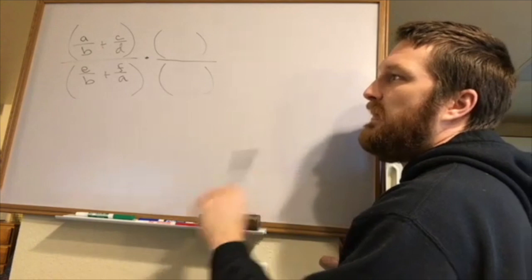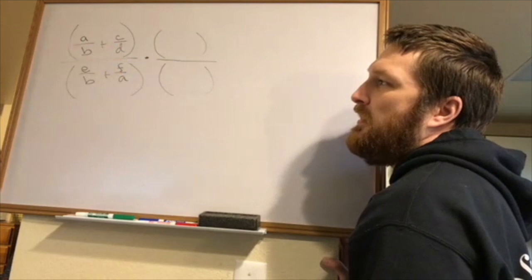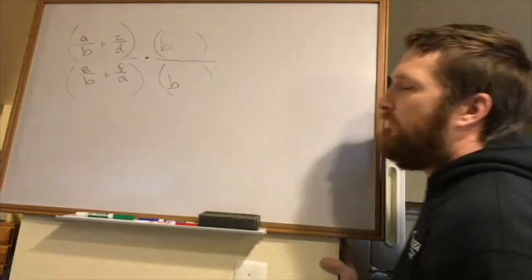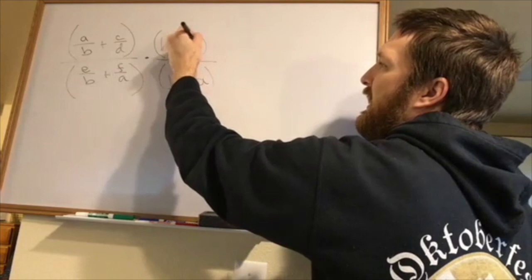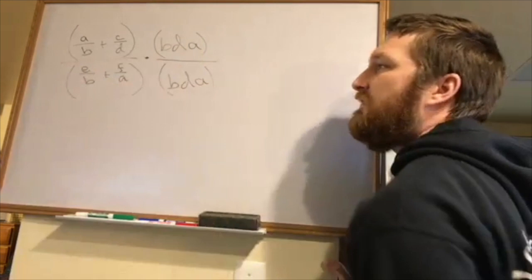So, one step at a time. What do I need to multiply to kill this denominator here? B. Okay, so if I do it on the top, I gotta do it on the bottom, right? And about this one? D. Do it on the top, gotta do it on the bottom. What about this guy? A, yeah, so I need an A here, which means I need an A here. That guy's already taken care of, so I don't need to go any further.